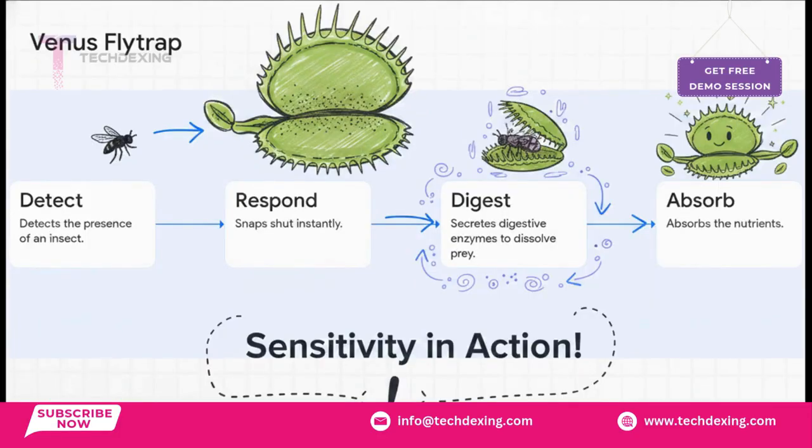Let's look at one of the absolute coolest examples of this in the plant kingdom, the Venus flytrap. Just watch how incredibly sequential and mechanical this sensitivity is. Step 1. The trap detects the presence of an insect brushing against its tiny internal hairs. Step 2. It responds instantly by snapping shut. Step 3. It secretes digestive enzymes to actively dissolve its trapped prey. And finally, Step 4, it absorbs those hard-earned nutrients. That entire incredible process, that's sensitivity in action.